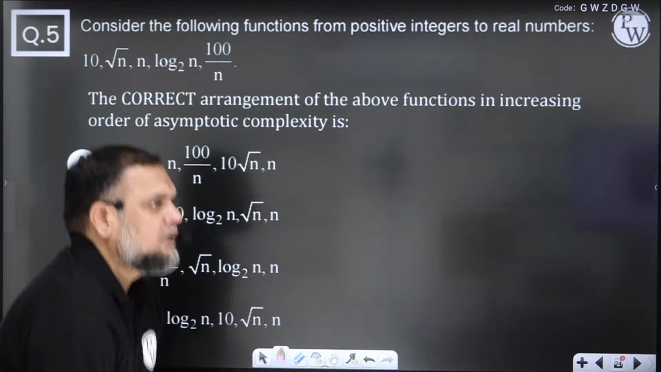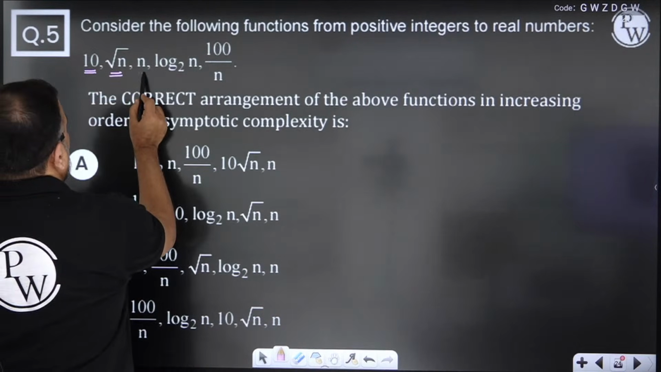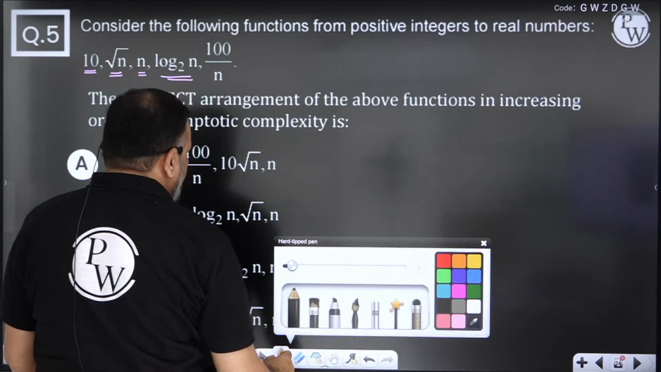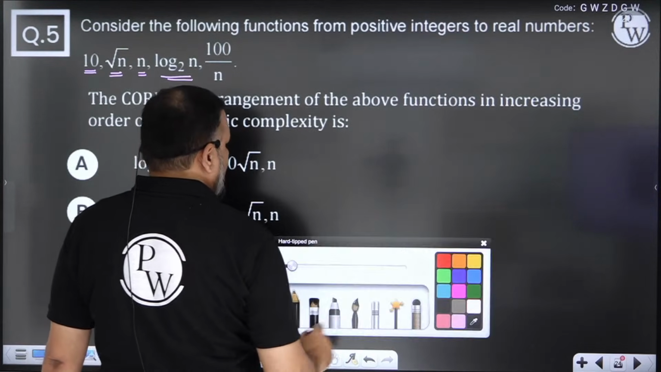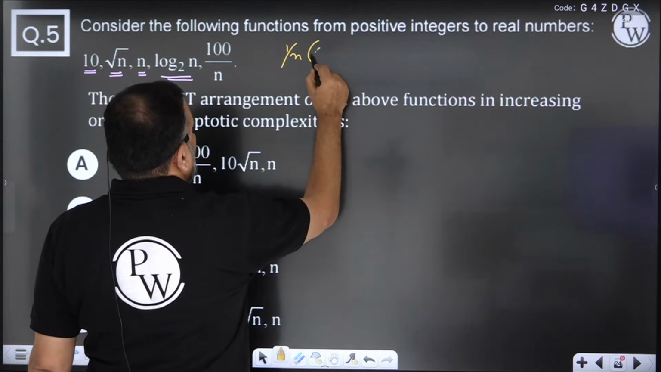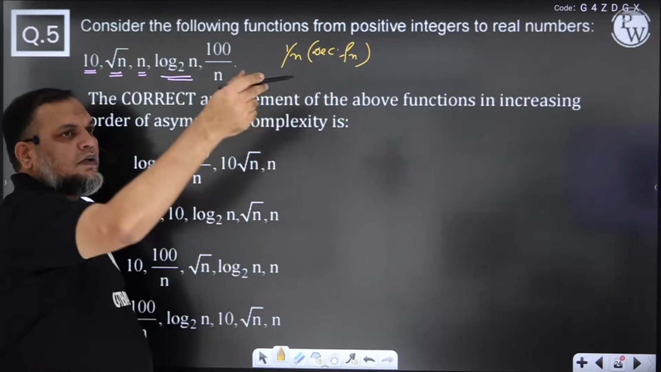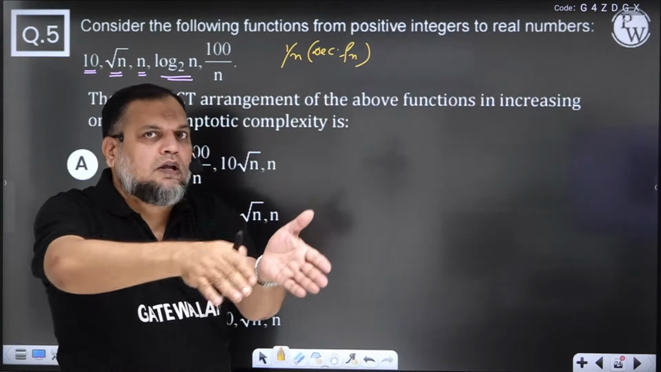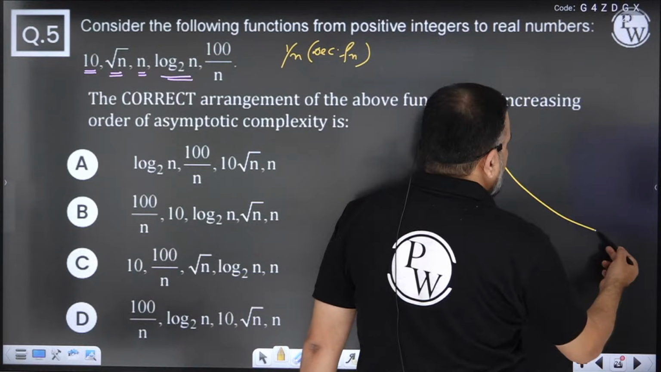Very simple. Look, I have constant, root n, n, log n and 100 by n. So which function is having the lowest or slowest rate of growth? Slowest rate of growth will be a decreasing function. This is a decreasing function, please. 1 by n is a decreasing function. Why? Because as you keep on increasing the value of n, the resultant value of 1 by n keeps on decreasing, right? The 1 by n function will be something like this.